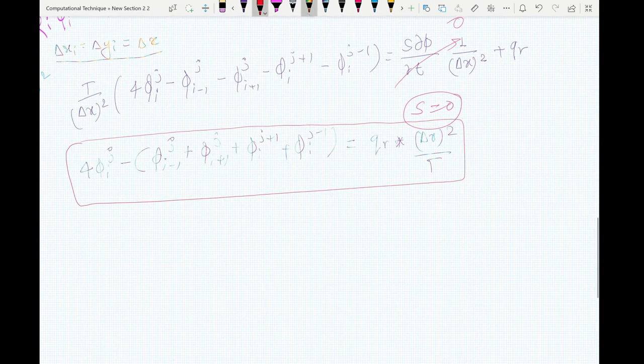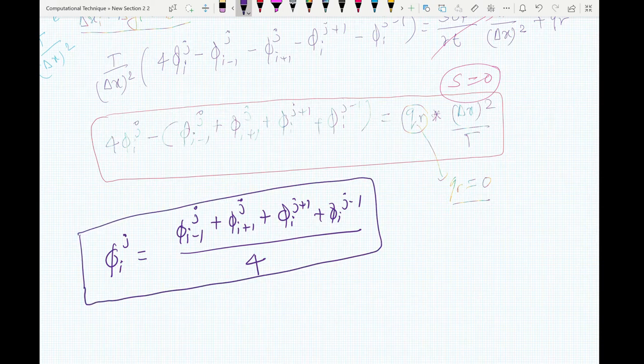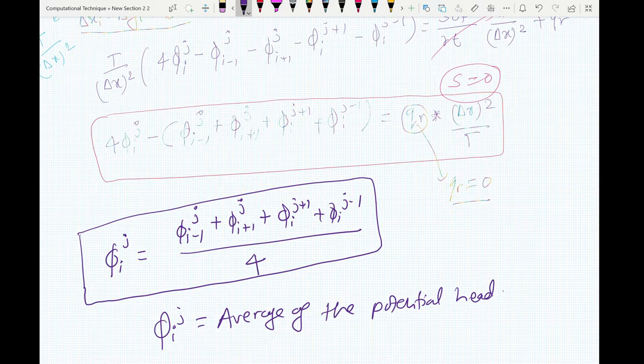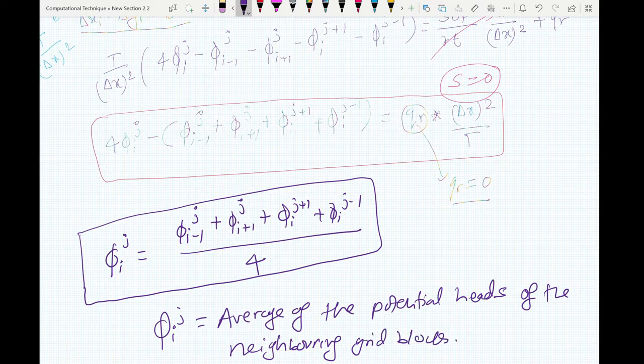Again, when you consider the withdrawal to be equal to 0, so there is no withdrawal, you can see here that the potential head phi ij is the average of the potential heads of the neighboring grid blocks. So if you have to find the potential head at grid ij, which will be this one, then you have to get your potential head at these locations, say phi a, phi b, phi c and phi d, and then phi will be equal to the summation of the phi's of the neighboring areas divided by 4, which will be the average of it.